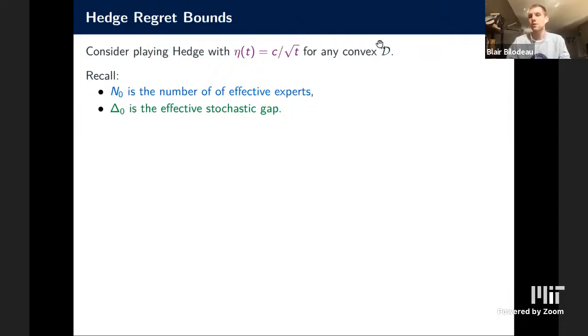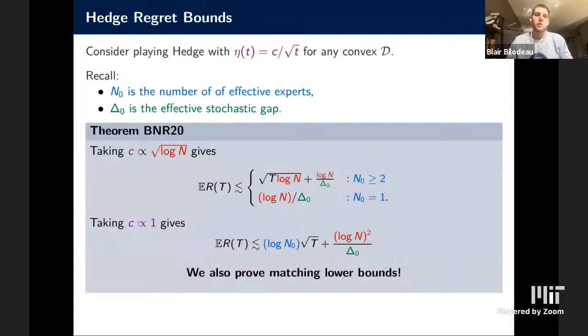And so we have any fixed convex set D, which is describing the constraint set, and hedge doesn't have to know what this set D is in advance. So imagine that this is set separately from the algorithm. We want to be able to adapt to this set D. So we prove that if you take the constant c here to be of the form square root log n, then for any set D, so there's some number of effective experts and effective stochastic gap, in the case where there's a single effective expert, hedge gets the right stochastic regret. So it gets log n over delta 0. It's constant in t. But as soon as you add even more than one effective expert, it has to incur adversarial regret. So it jumps all the way up to square root t log n, which is the worst case minimax optimal regret.